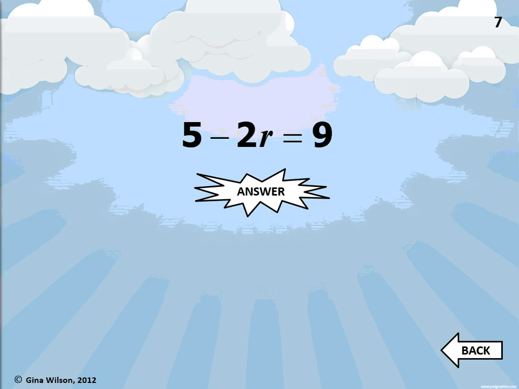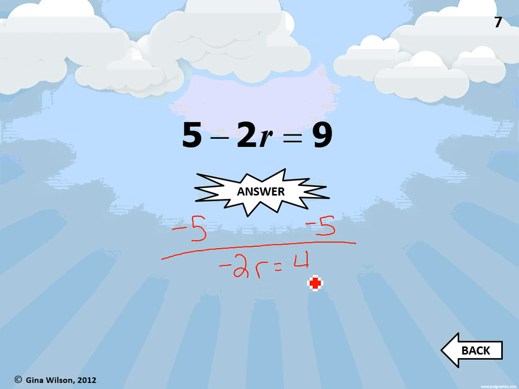Let's look at the next question. 5 minus 2r equals 9. So now we're going to get rid of this 5 first. So minus 5 from both sides. 5 minus 5 is 0, so negative 2r is still left. 9 minus 5 is 4. We're going to divide by negative 2 from both sides. That gives us r equals negative 2.